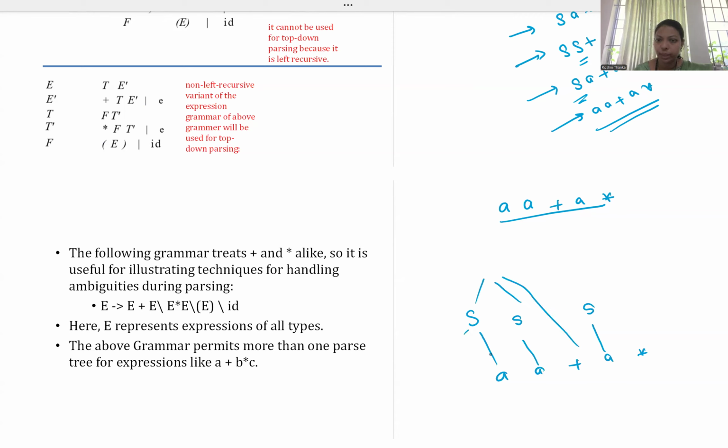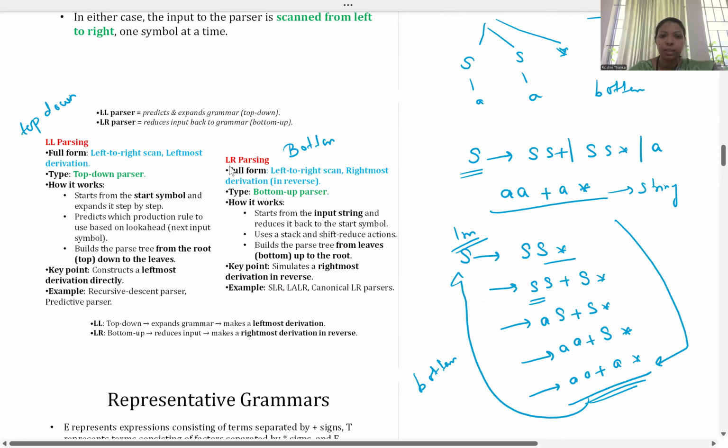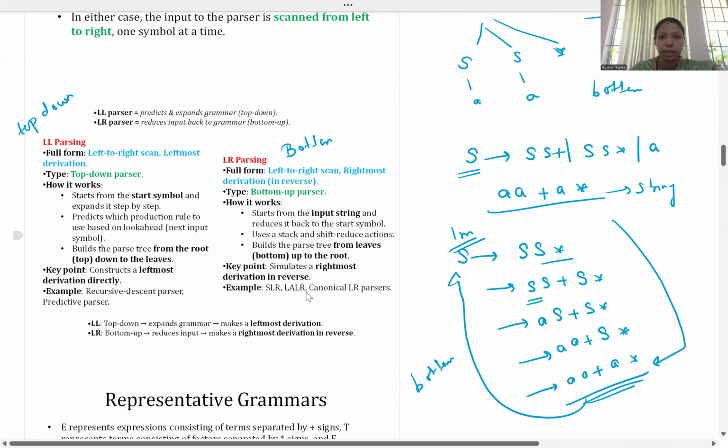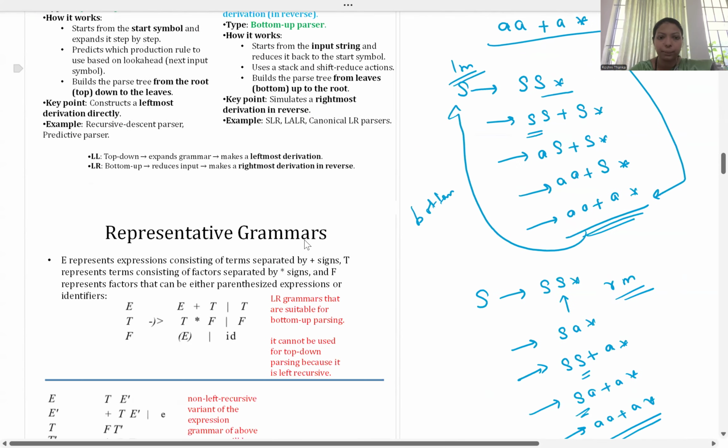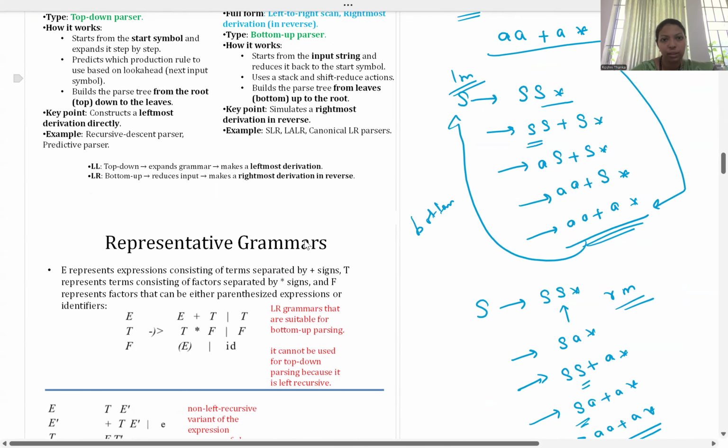Hope you can understand. This is top-down parsing: from the root node, I came to the string. What is bottom-up? From the output string, I came to the root node. For bottom-up parsing, an example is LR parsing. So these are the example algorithms present in bottom-up parsing. I hope you have understood all these things, the types and what they mean.